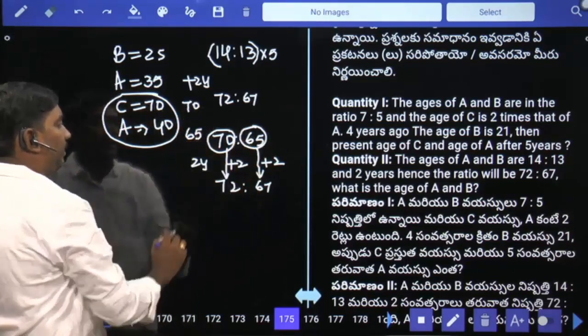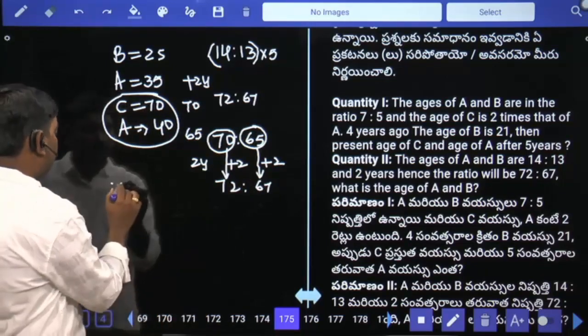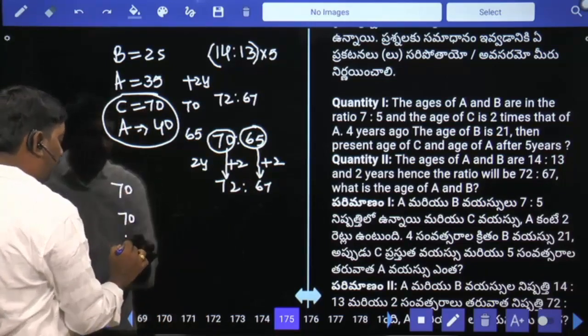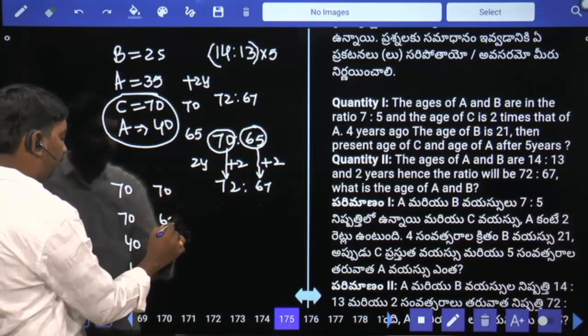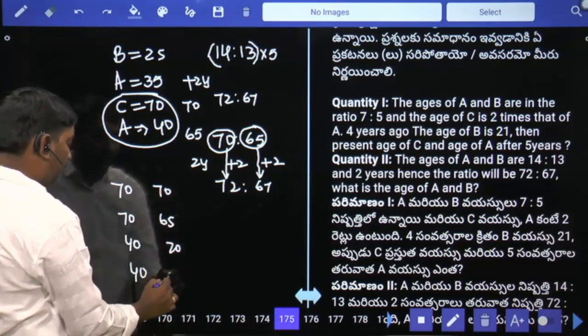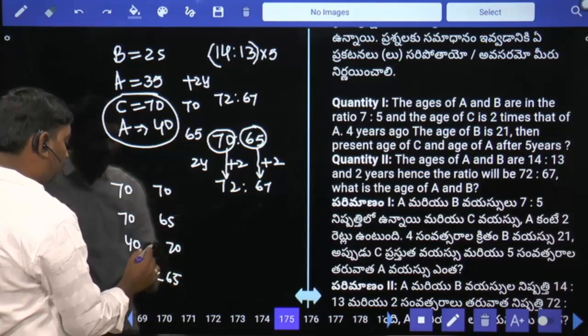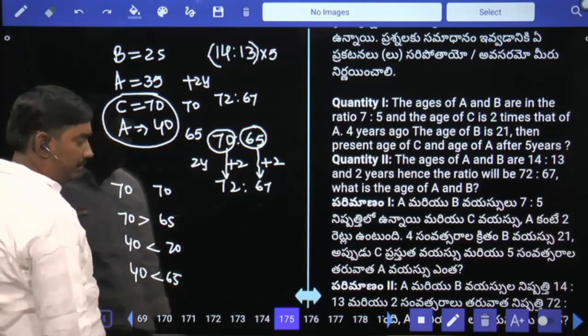Quantity 2 is 70, 65. Quantity 1 is 70, 40. Comparing them, less than, greater than, or no relation is your answer.